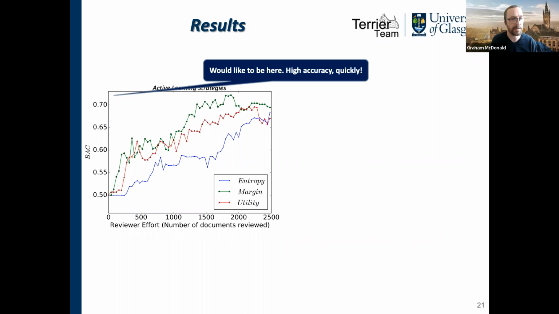Looking at the results, we would like to be up here in the top right-hand corner. On the x-axis, we have the reviewer effort, that's the number of documents that have to be reviewed in order for the classifier to reach a certain level of effectiveness. And the level of effectiveness is on the y-axis in balanced accuracy. So we want a very high balanced accuracy, having reviewed very few documents.